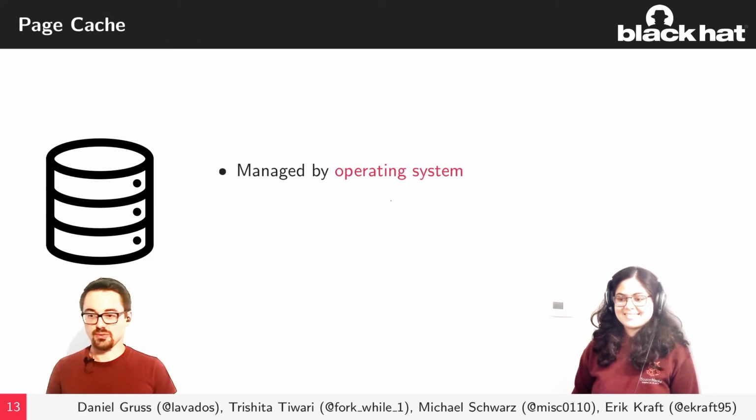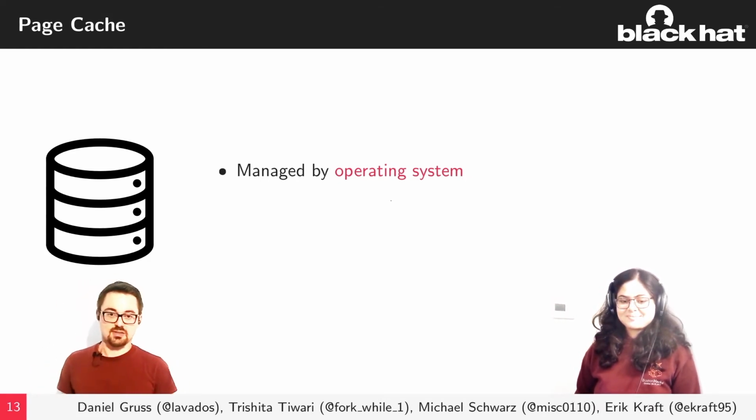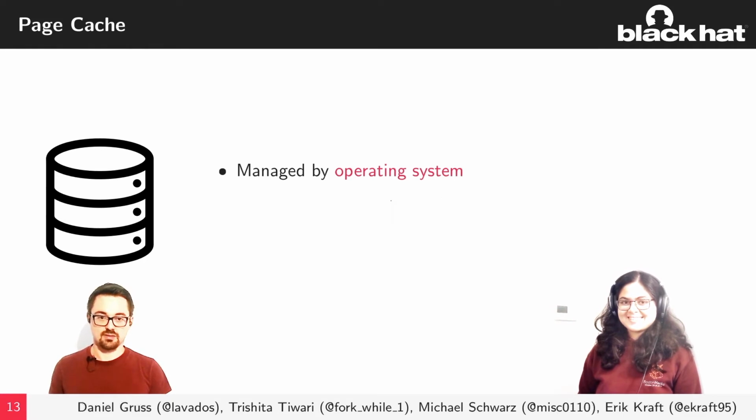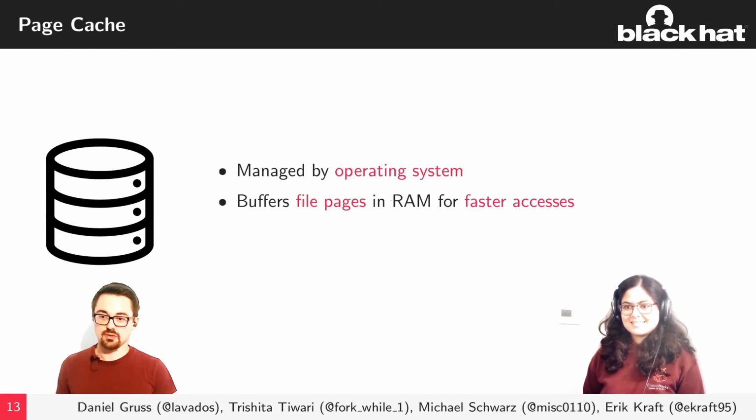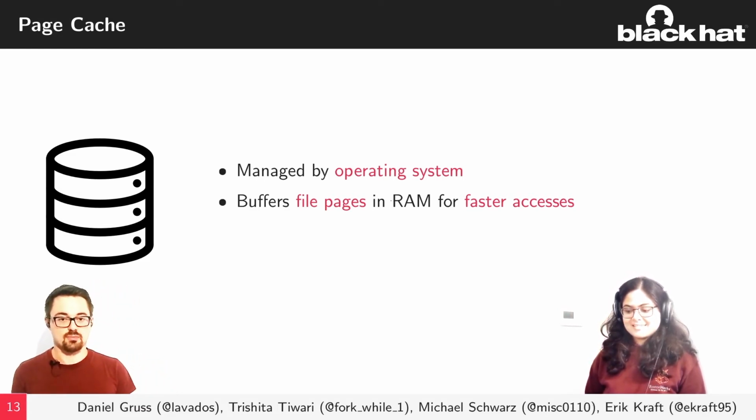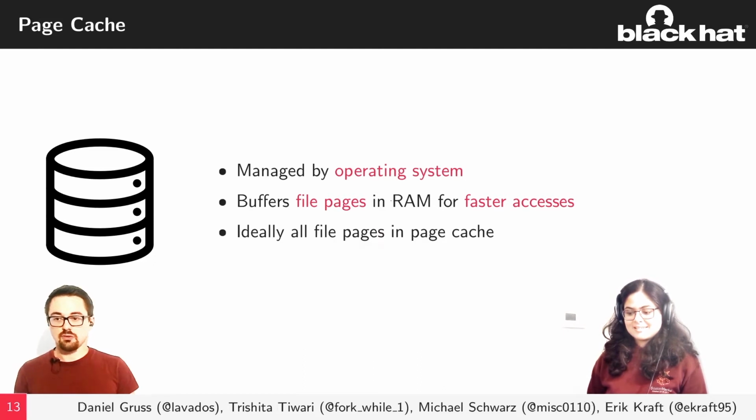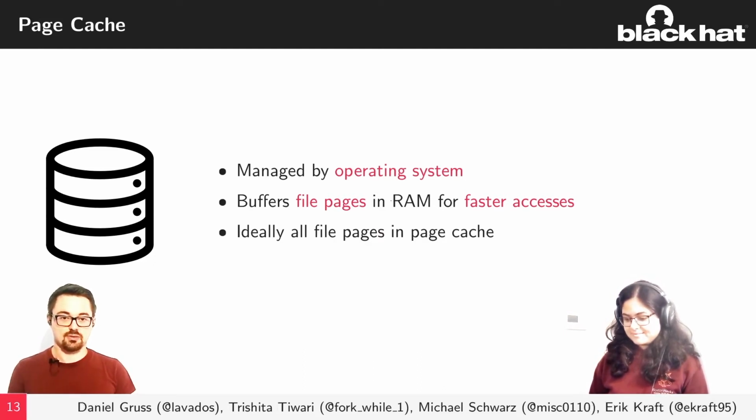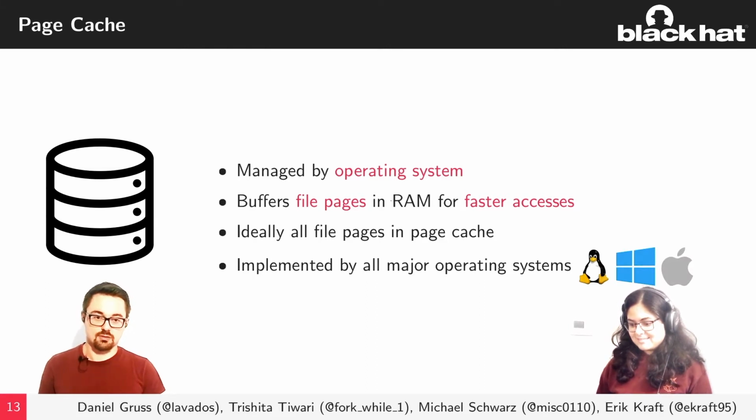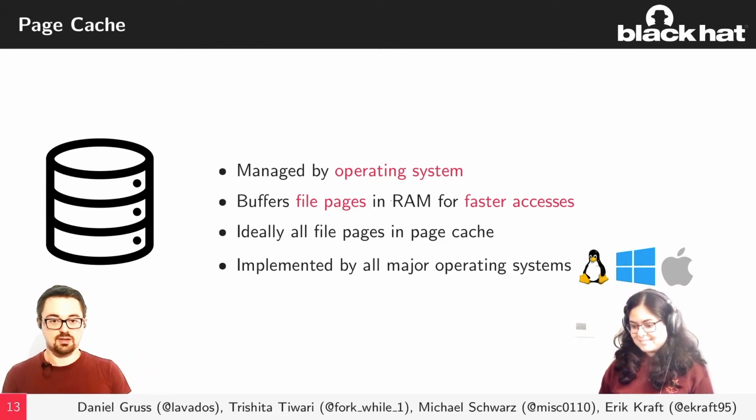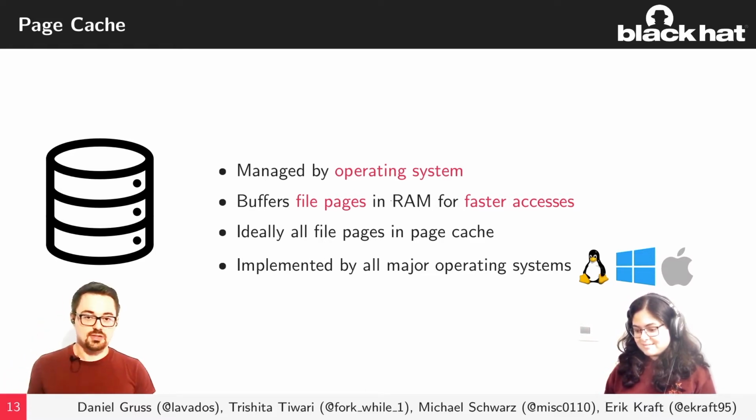So now let's talk about what the page cache is. The page cache is basically a software cache managed by the operating system. Its main purpose is to buffer file pages in physical memory so that future accesses to them are faster. In an ideal world, all file pages would be in the page cache so that every access to it is fast. But in reality, you are limited by the amount of your physical memory. Nowadays, all major operating systems, so Linux, Windows, and Mac, implement a page cache. And now that we know what a page cache is, let's look at a simple example of how we could exploit it.